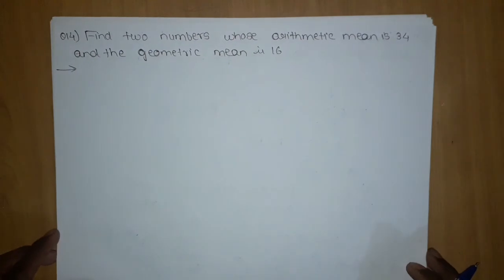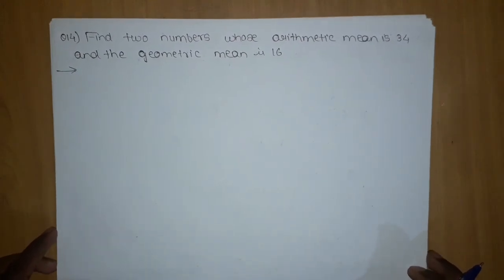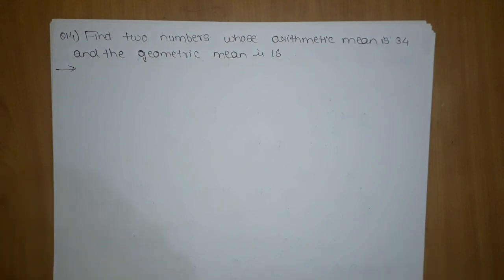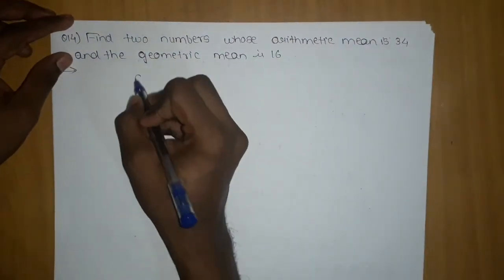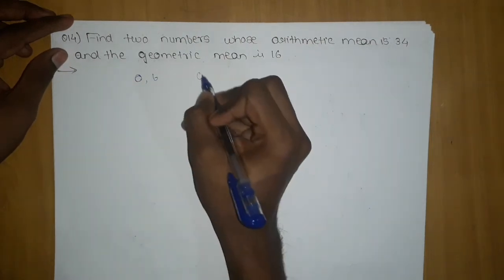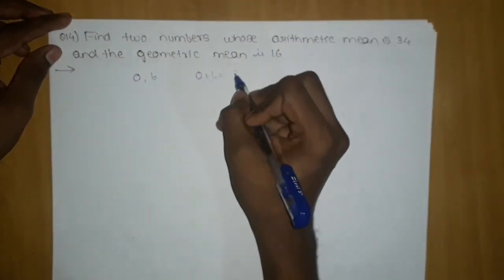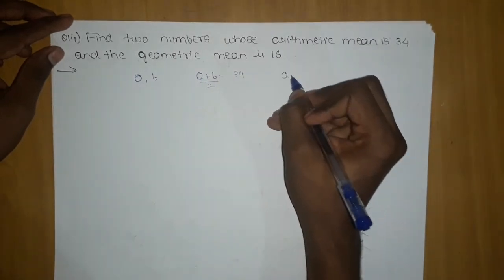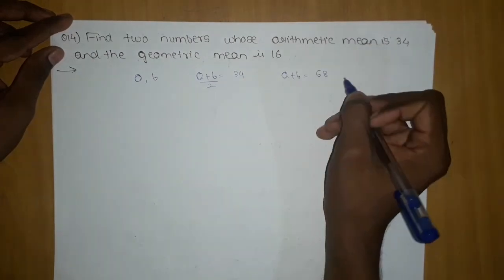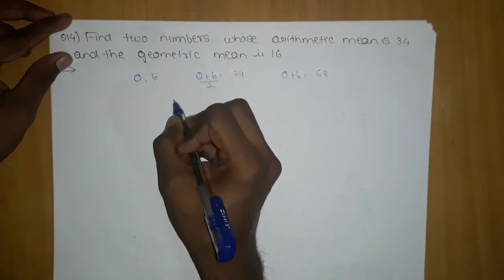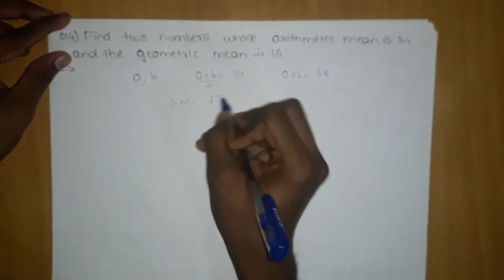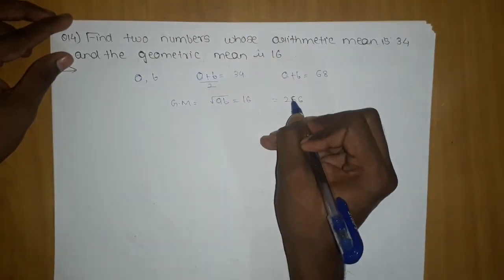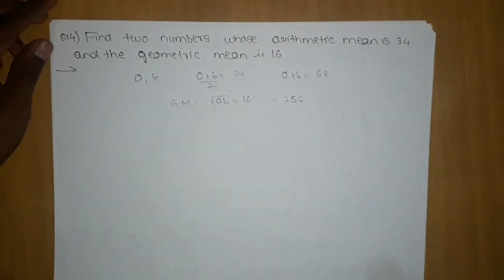This is the 14th question. The question says, find the two numbers whose arithmetic mean is 34 and geometric mean is 16. Let the two numbers be a and b. So (a plus b) by 2 is nothing but 34, so a plus b is 68. Similarly, the geometric mean, under root ab, is 16. So ab is 256. If I move the under root here, it will be 256.